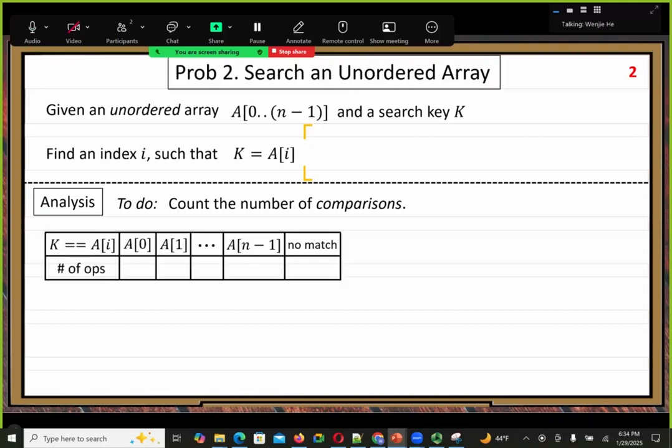But here there are many different cases. Because for the given key K, if it equals different values in the array, then the number of comparisons will be different, right? If the given key equals the first element, you need one comparison. If it equals the second element, you need two comparisons, and so on. If it equals the last element, you need n comparisons. And there is another case, the no match case, where you also need n comparisons.